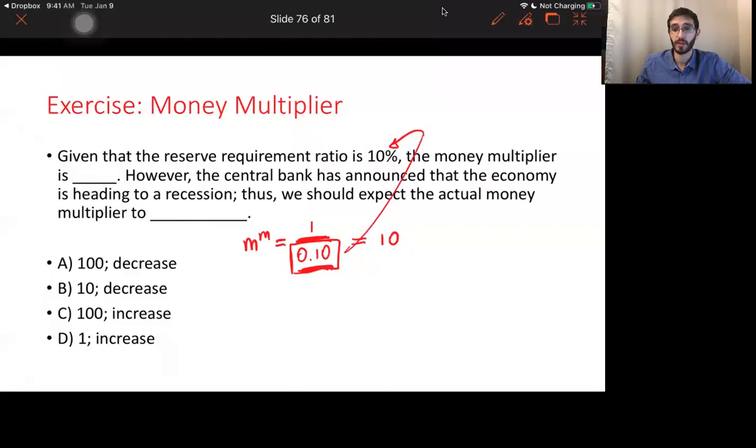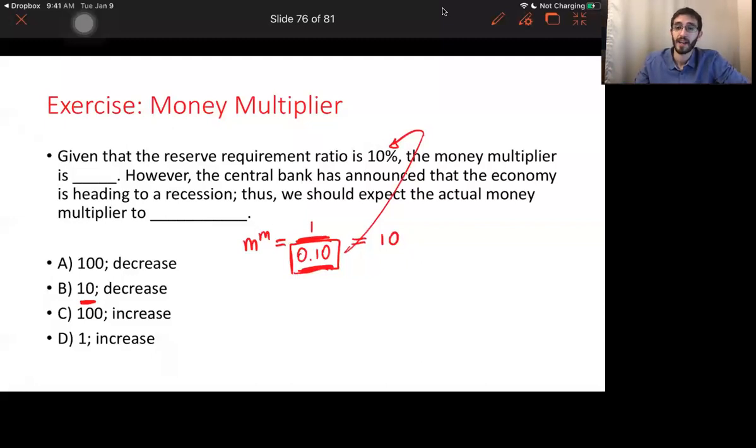Now, what else can we do? The second part of this problem is extremely important. Even though I know you can get to the answer right away, I really want you to focus on the second part. Given that a recession is coming, announced as upcoming by the central bank, what should we expect to happen with the money multiplier? Are banks going to react? And the way they react, is it going to change the amount of money in the economy? That's the idea here.